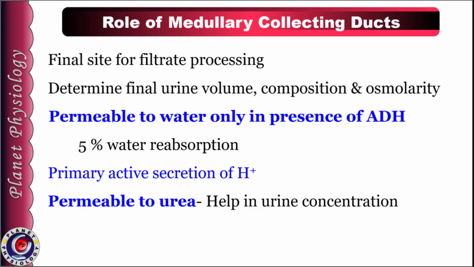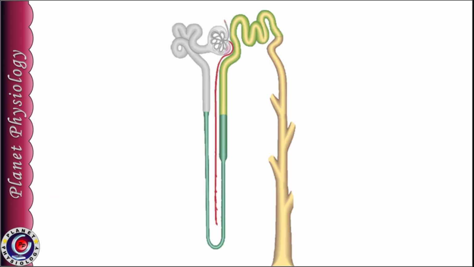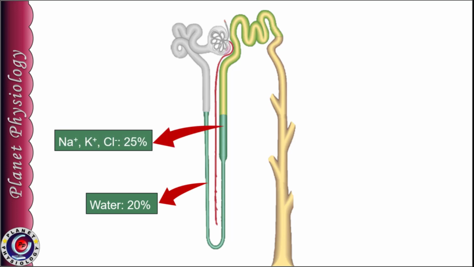As we have reached the end of the topic, let us have a quick look at the important points. Descending limb of Loop of Henle reabsorbs about 20% of the water. Ascending limb is impermeable to water but actively reabsorbs 25% of the solutes. Early distal tubule is the diluting segment as it continues to reabsorb solutes but not water. It reabsorbs 5% of the solutes.